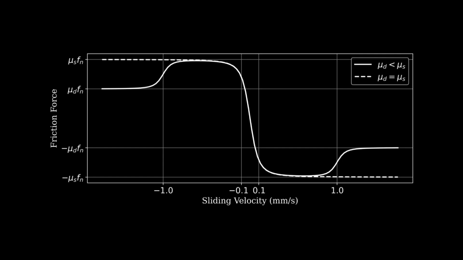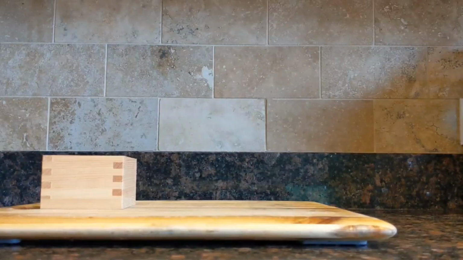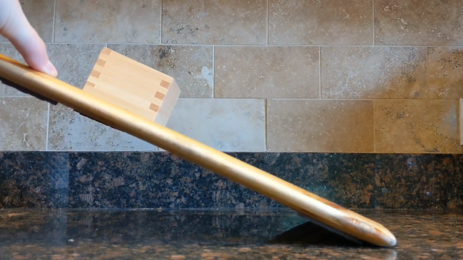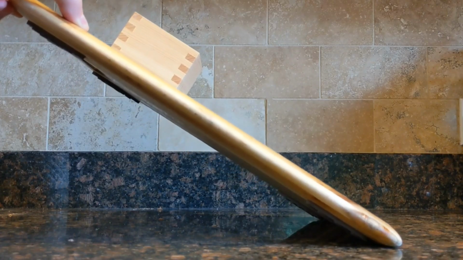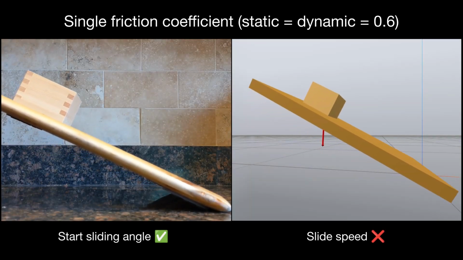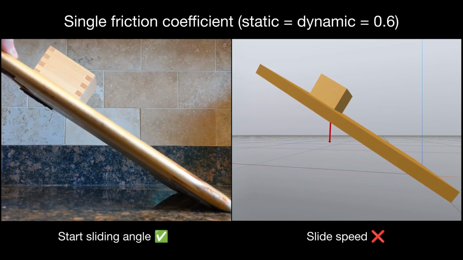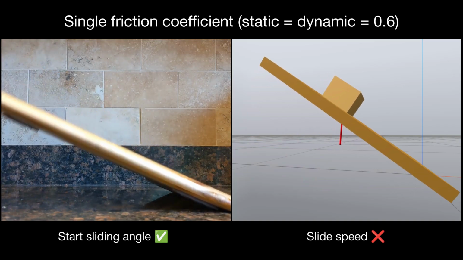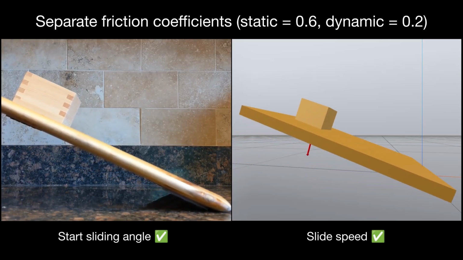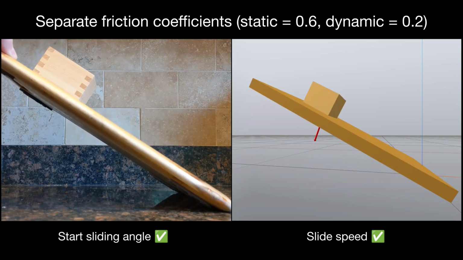Continuous time simulation with CENIC also allows us to model objects with different static and dynamic friction coefficients. Rigorously modeling these effects is not possible for discrete time simulators. As an example of different friction coefficients, we raise this platform slowly until the block starts to slide. With a single friction coefficient, we can match the angle where the block starts to slide, but then it slides too slowly. With separate coefficients of static and dynamic friction, we can match both the sliding angle and the sliding speed.